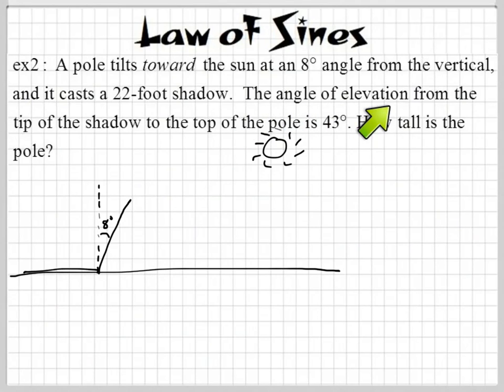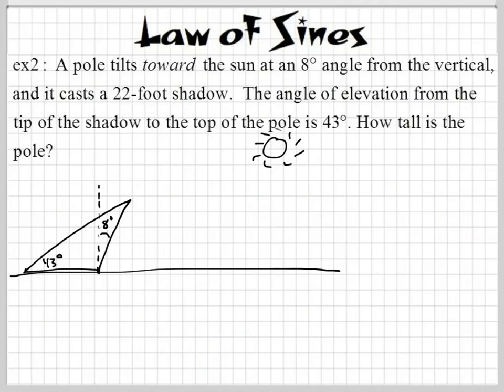Do you guys know what angle of elevation means? There's a lot of vocabulary words here. Angle of elevation. Sometimes it's your eyesight to up or from the ground up. And so here we're working with from the ground up. The angle of elevation from the tip of the shadow to the top of the pole is 43 degrees. So this right here is 43 degrees.